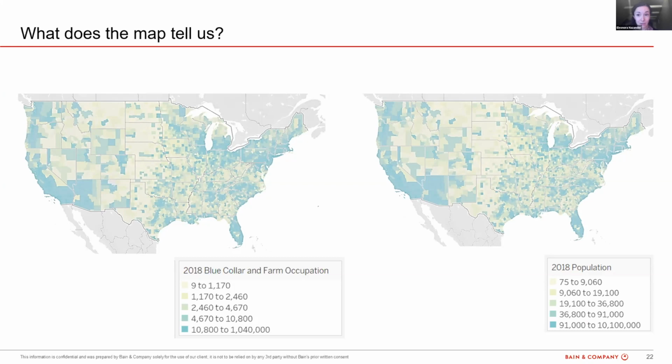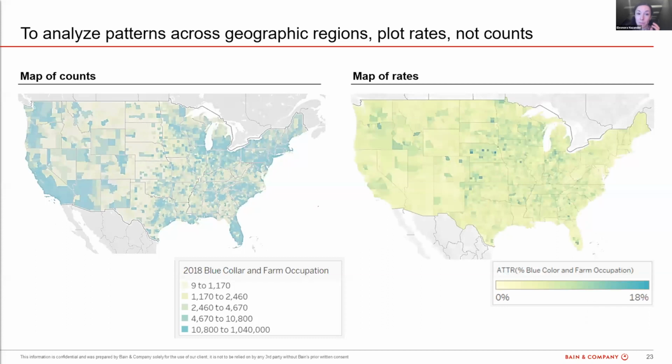It looks extremely similar. So what's going on is that when you plot something by count, this data is extremely correlated with just population data by county. We cannot even see the differences. Instead of doing this, it would probably be more meaningful to calculate rates. What's the percent of blue collar and farm workers? And then we can plot those rates. And all of a sudden, the pattern is completely different. That's what we're seeing here on the right.